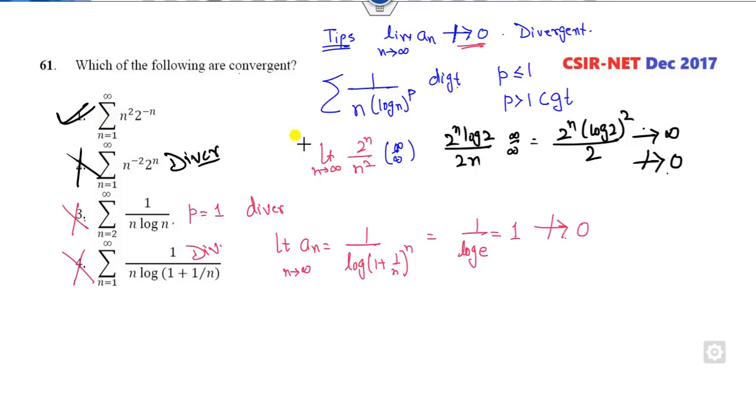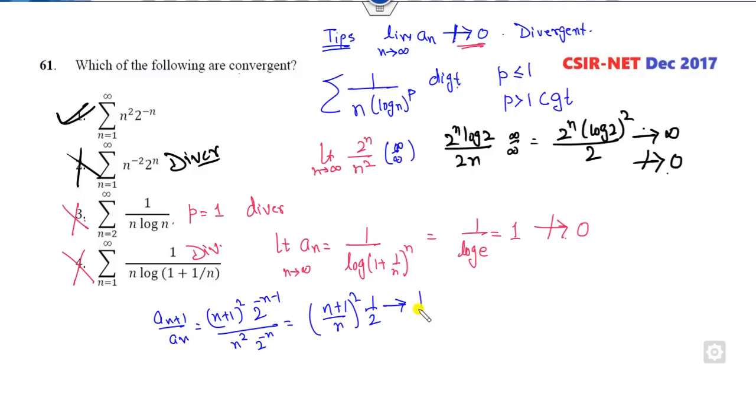Otherwise you can simply prove that. How can you do it? You can easily write it in terms of the Cauchy sequence, a n plus 1. This is n plus 1 whole square over n square times 2 raised to power minus 1. So this is n plus 1 over n, and this is 1 over 2, which goes to half, less than 1. So it is convergent by the ratio test. So this is the convergence.